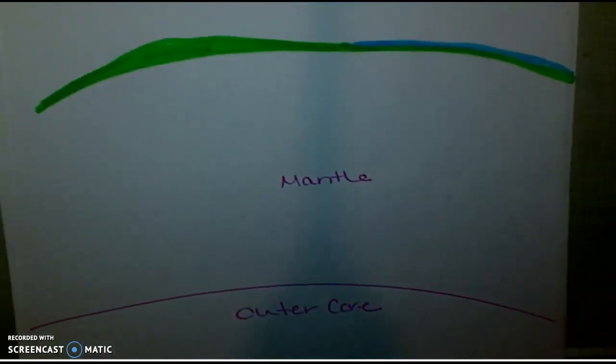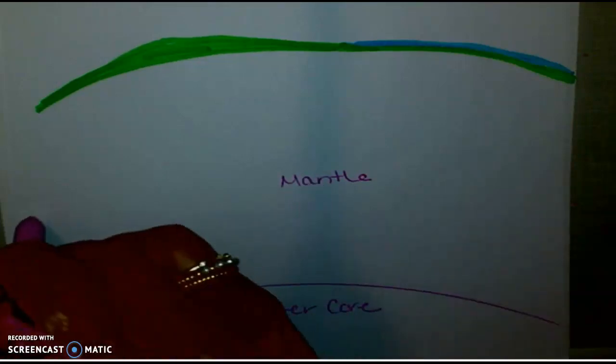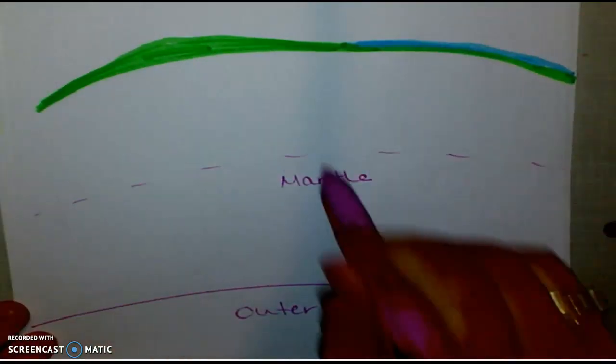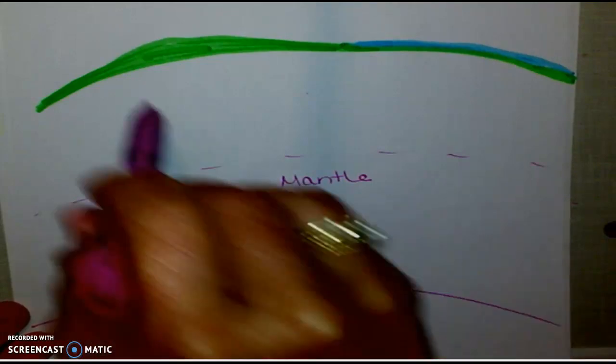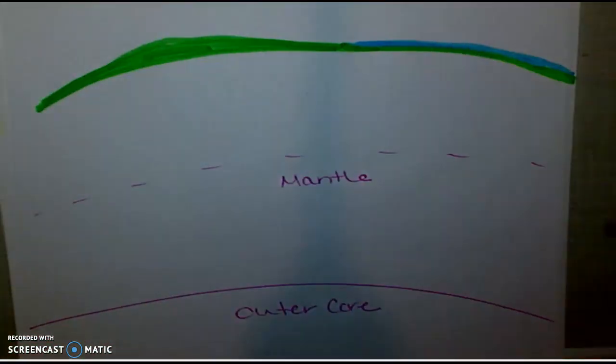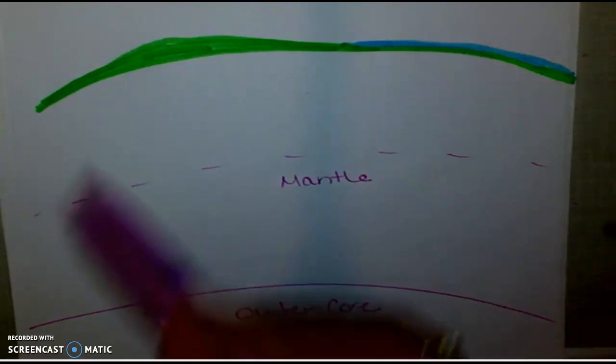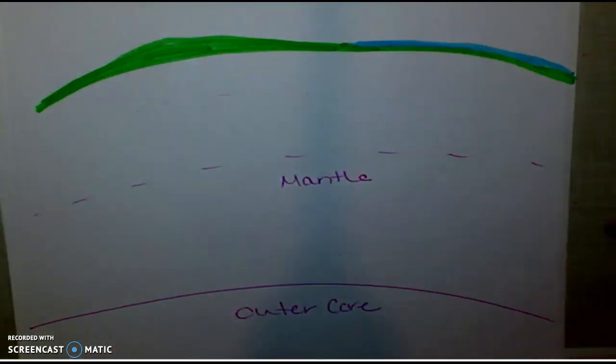You've already learned that we have an inner core, an outer core, the mantle, and the mantle is broken up into the upper mantle and the lower mantle. And then you have your continental crust and your oceanic crust. The crust and all the way to the upper part of the upper mantle makes up your lithosphere. And then right below that is the asthenosphere.